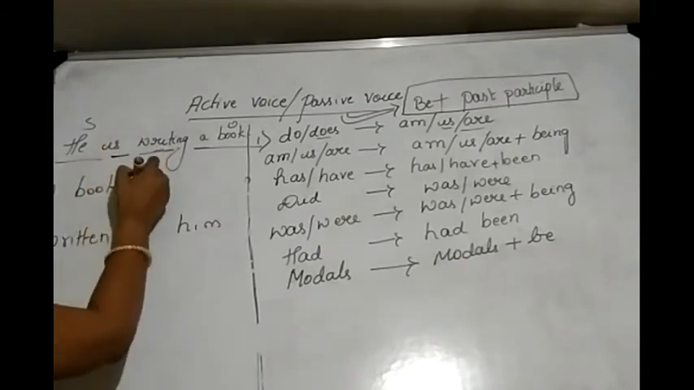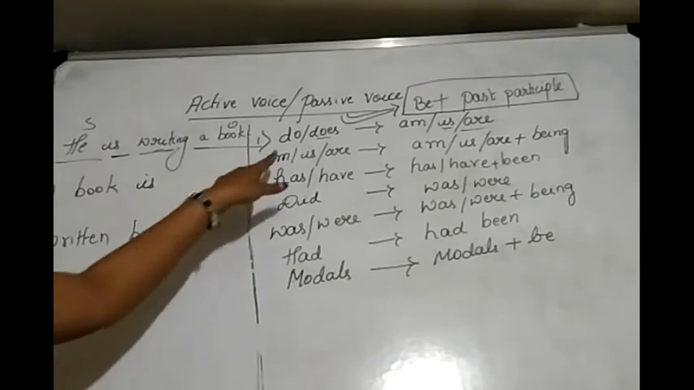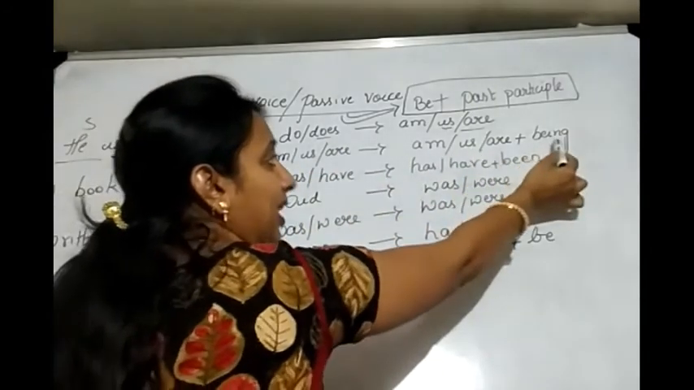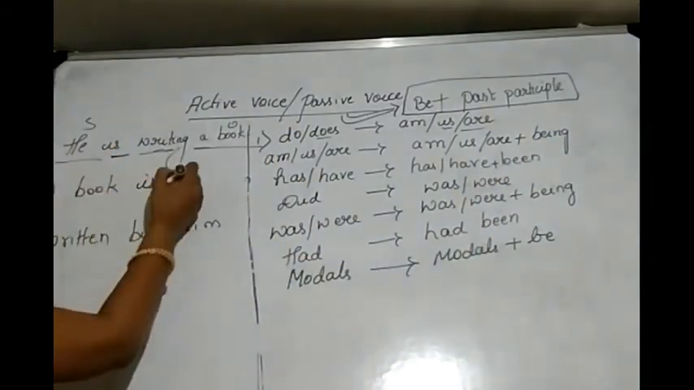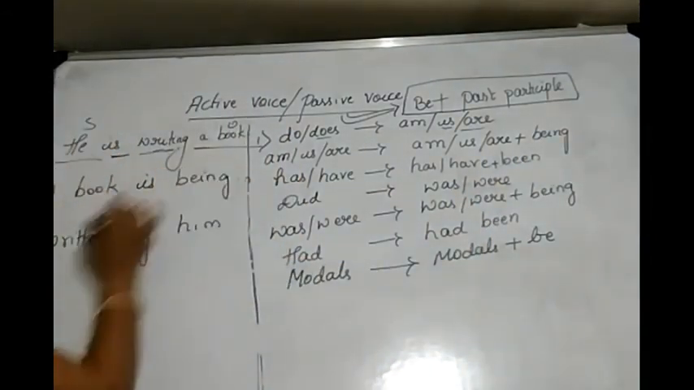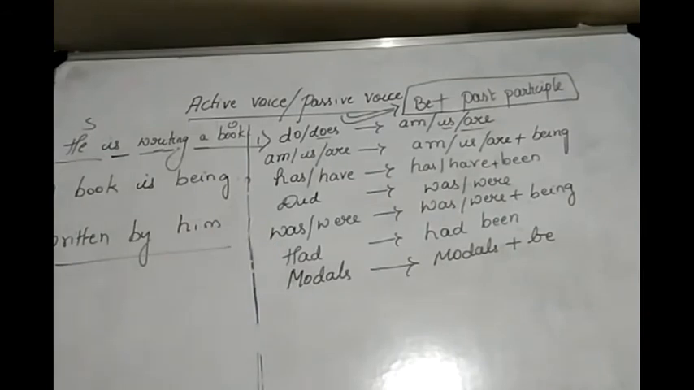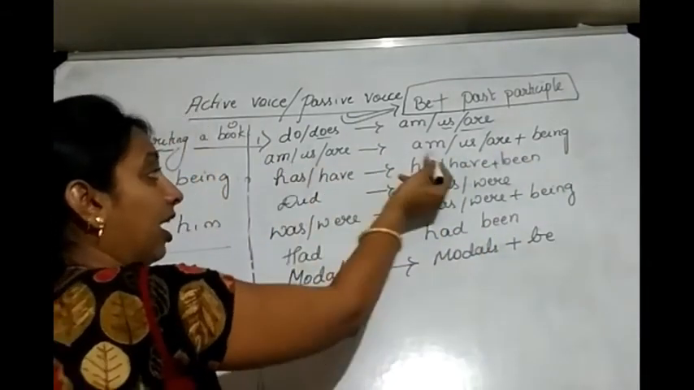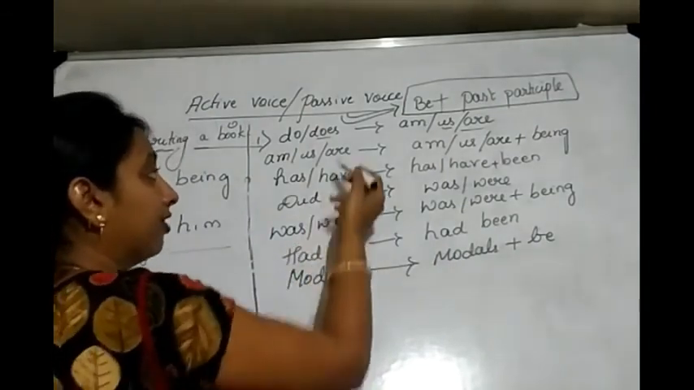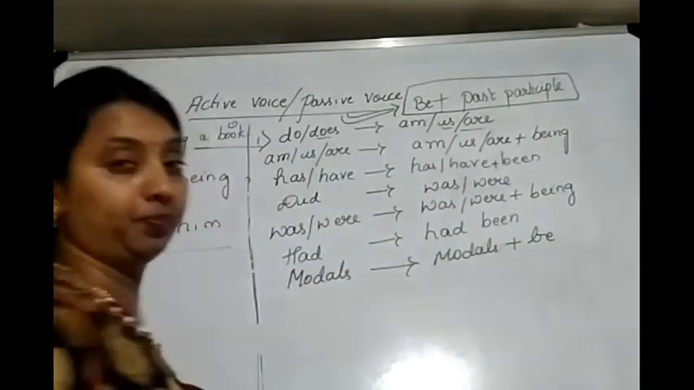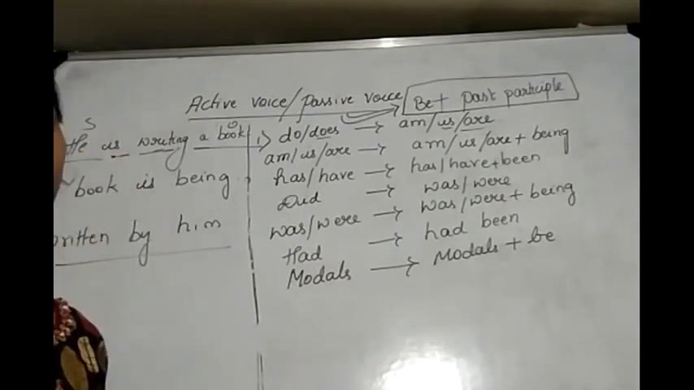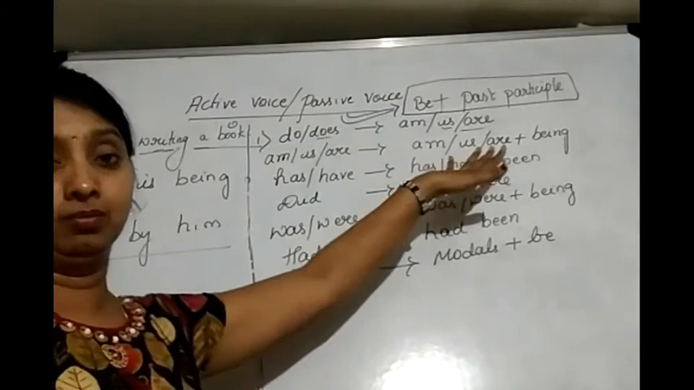So we have this verb is. Now, see here, am, is, are. So if is is there, what do we have to add? Is plus being. So I have to take: a book is being written by him. This is very important. So if is is there, we have to add is plus being. If am is there, am plus being. If are is there, are plus being. So it depends on which helping verb is here. Did you understand the second one?